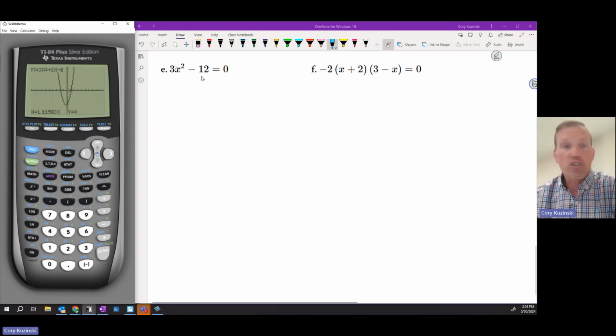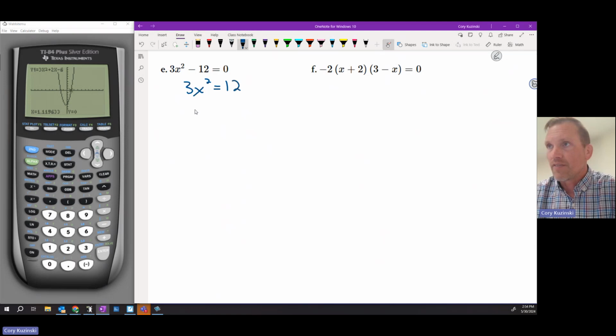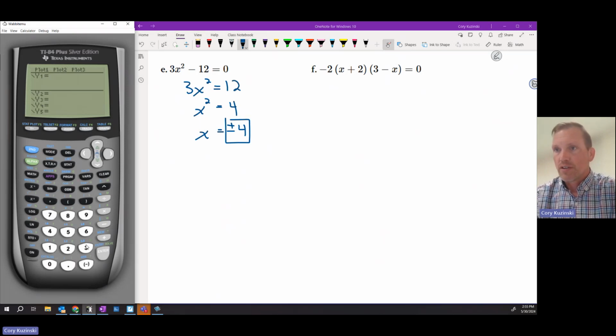Oh man, look, there's no x term. There's an x squared and there's a constant. Let's just add 12 to both sides, divide both sides by 3, and take the square root of both sides. Boom. Graph it. Clear. 3x squared minus 12. Graph. Where are its roots?